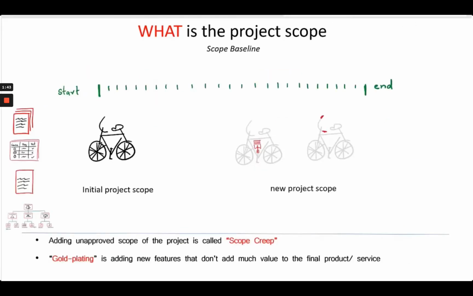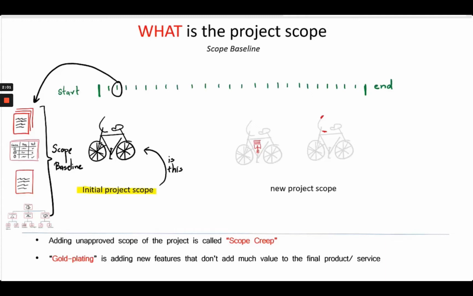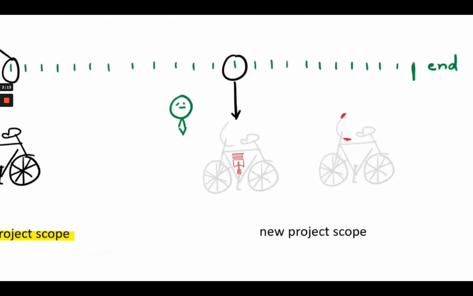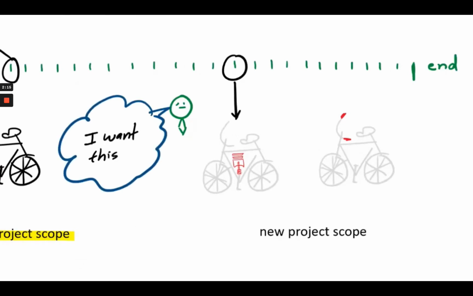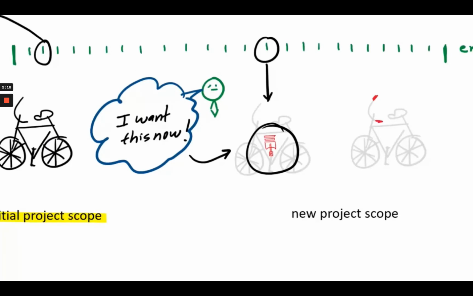Let's now try to understand two additional concepts that are related to the scope on the project, and those which are a source of many problems if not managed well. Here's the initial product scope to build a bicycle as part of the project, and those requirements are collected, documented, approved, and crystallized in the scope baseline on the left. Let's say after some weeks into the project, well after the project work has begun, someone important from the stakeholders wants to add a fully working single-cylinder piston engine to the bicycle to make it an engine-powered bike.